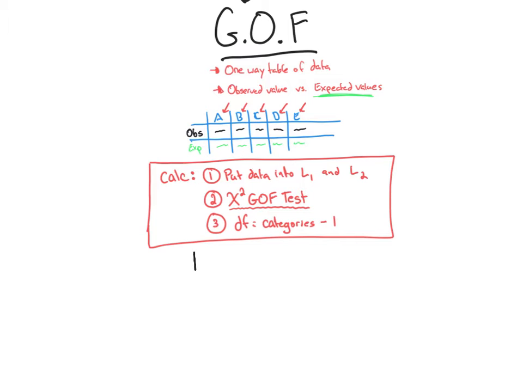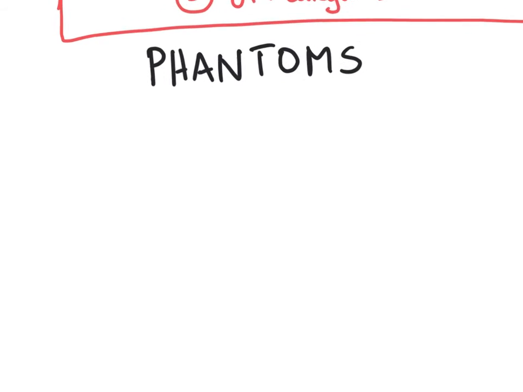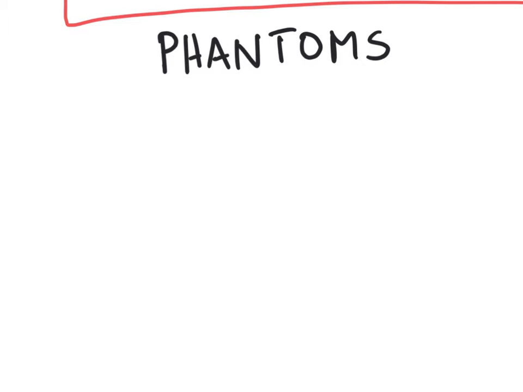But now let's talk about what we need to write down on paper. What we write down on paper follows the format of PHANTOMS. So let's talk about the PHANTOMS for this chi-squared goodness of fit test. The hypotheses for a chi-squared goodness of fit test.